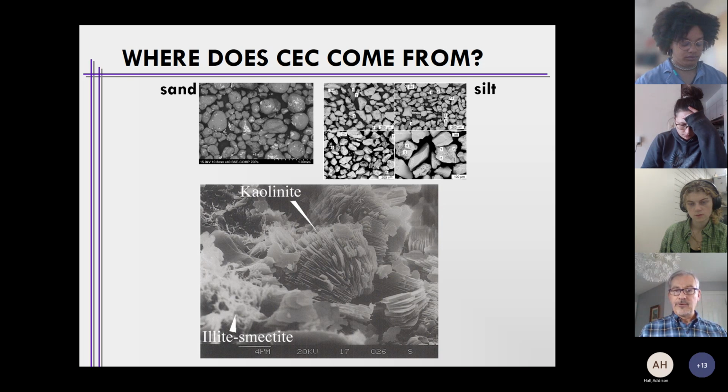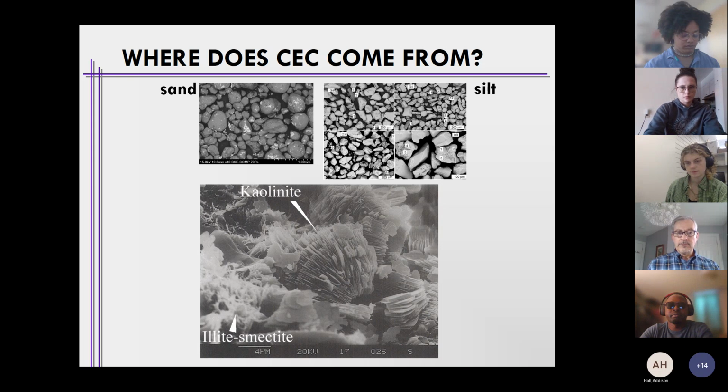From sands, silts, or clays? And why? Feel free to unmute. Are you looking for an answer? I am. Well, CEC comes from the clay sites. How come? I think it's because of how they layer out and they're like 2 to 1s. There's something with the structural chemistry of it. Yep, we're going to talk about exactly that.